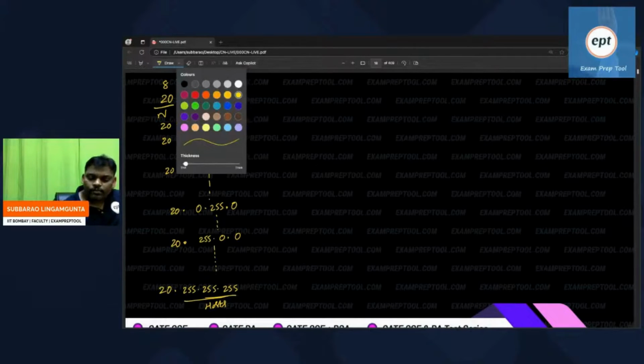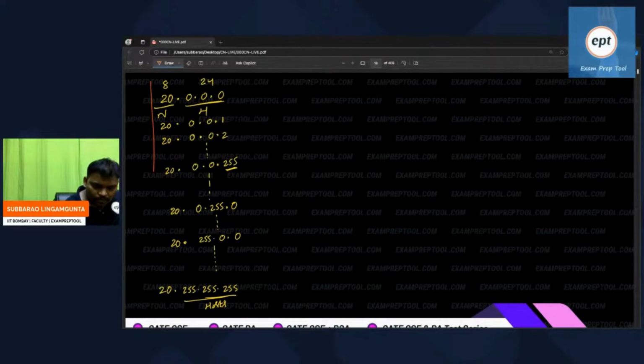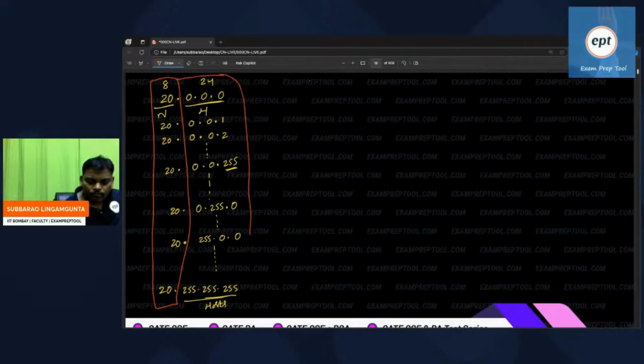Can you help me now? How many total hosts are there here? Network is 8 bits, host is 24 bits. So the total hosts possible is 2 power 24.